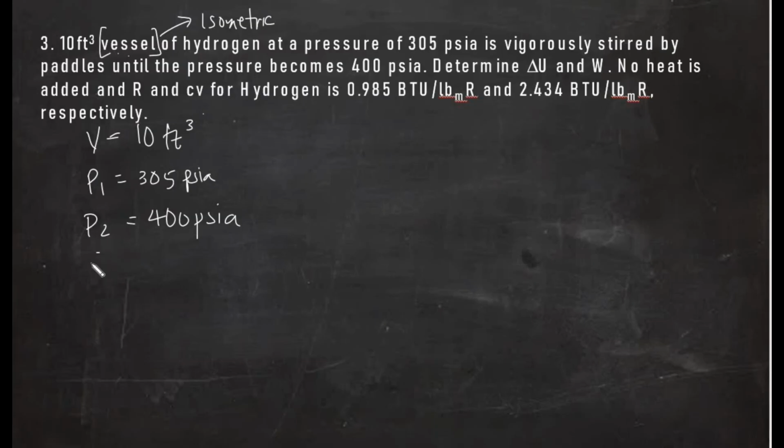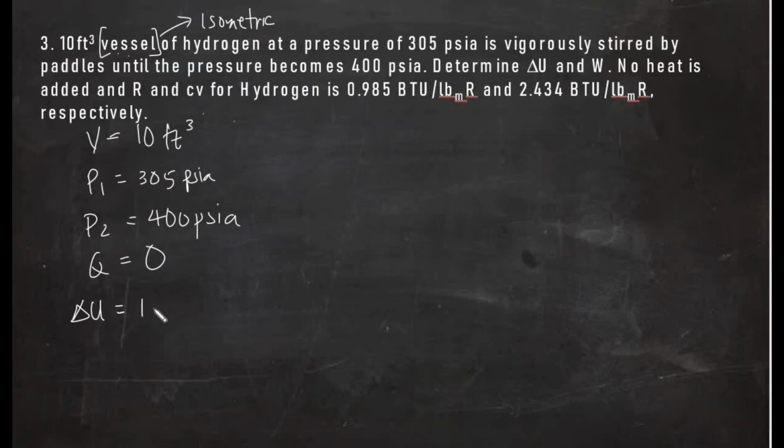So you can also write Q is equal to 0, but it doesn't mean that your delta U is already equal to 0, because we have a change in pressure, and therefore we can assume that there's also a change in temperature. So following the isometric rule, if your volume is constant, then you will have a change in pressure and temperature.